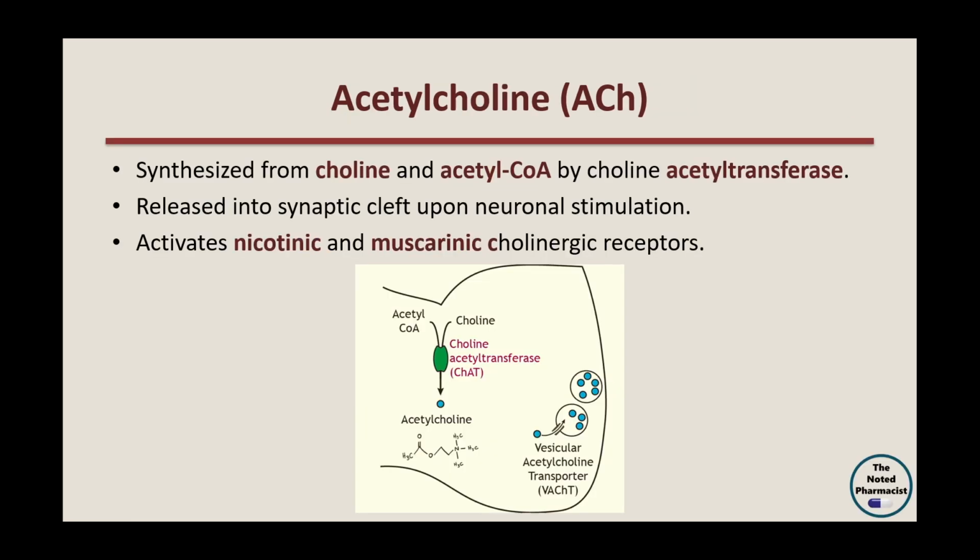Let's look at acetylcholine. Acetylcholine, ACH, plays a pivotal role in autonomic pharmacology as the primary neurotransmitter of the parasympathetic nervous system. Synthesized from choline and acetyl-CoA by choline acetyltransferase, acetylcholine is stored in vesicles within presynaptic neurons. Upon stimulation, acetylcholine is released into the synaptic cleft, binding to nicotinic and muscarinic cholinergic receptors to mediate responses such as smooth muscle contraction, glandular secretion, and heart rate modulation.